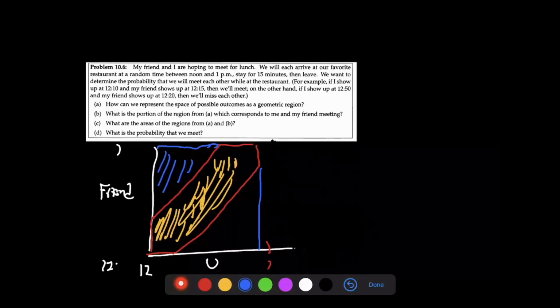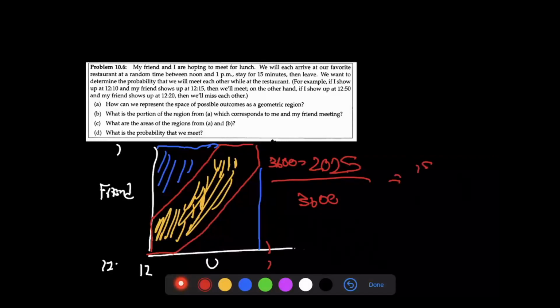20/25, assuming that this entire thing is 60 by 60. If you're partitioning it in minutes, it would be 20/25. And the total area is 3600, 60 times 60. Dividing that entire thing by 3600, you get 1575 over 3600, or 7 over 16. So the probability that you meet is 7 out of 16.